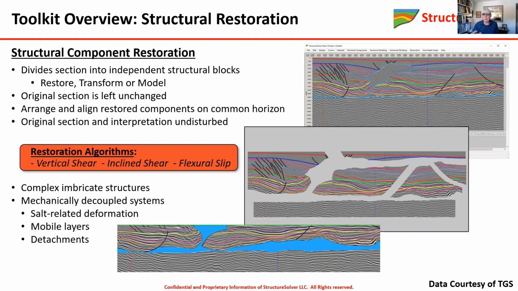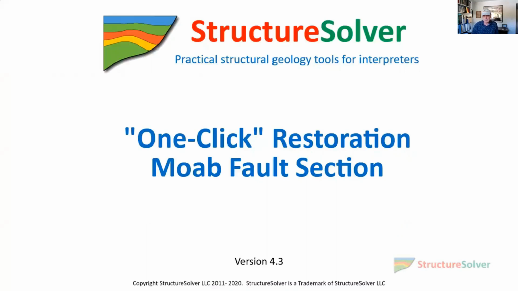For more complex structures, such as salt diapirs, etc., or imbricated thrust structures, we have what we call structural component restoration, where we can very easily break an interpreted section into components and then restore individual components and then move those around to develop an overall restored section. And we can also do a variety of transformations with that data as well, such as what we call transform to target, stretch, shear, etc. So lots of things we can do with individual structural components in order to solve problems.